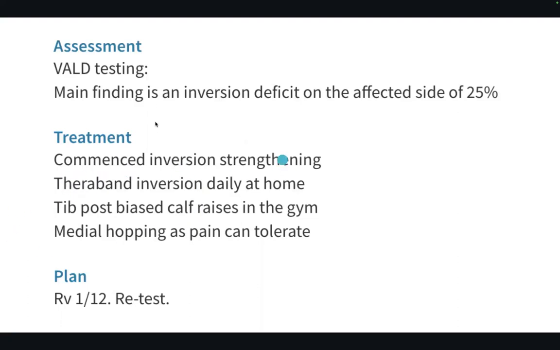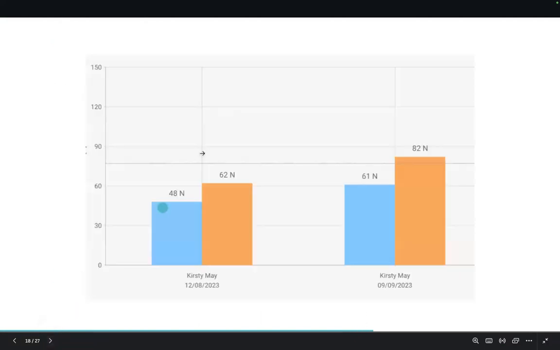So she was quite weak with inversion, but she was actually already doing some hopping stuff in the gym, and she was able to tolerate a little bit of it. So I advised her to keep doing that as much as she could tolerate, because she wasn't really doing herself any damage. If she's doing this as well at home on a daily basis, then eventually the strength of the tib post is going to catch up, and then it'll just bleed into her having less pain with the hopping.